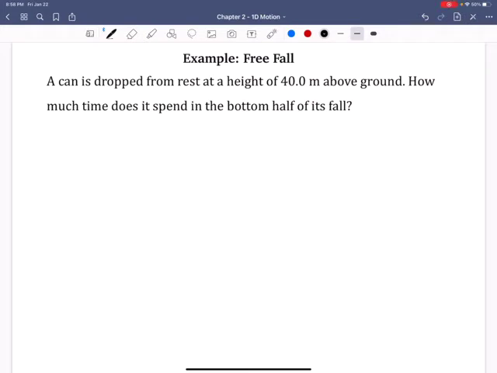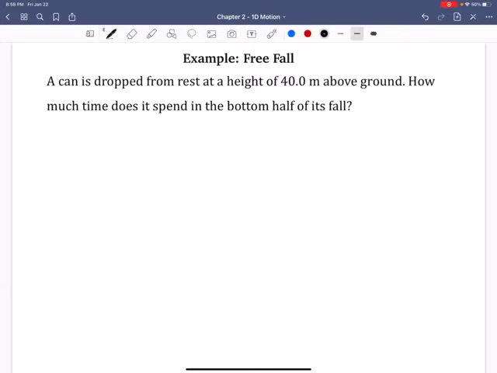Hey everyone, in this video we will discuss the free fall acceleration of a can dropped from rest from some initial height. So what we want to solve for in this problem is how much time does this can spend in the bottom half of its fall?